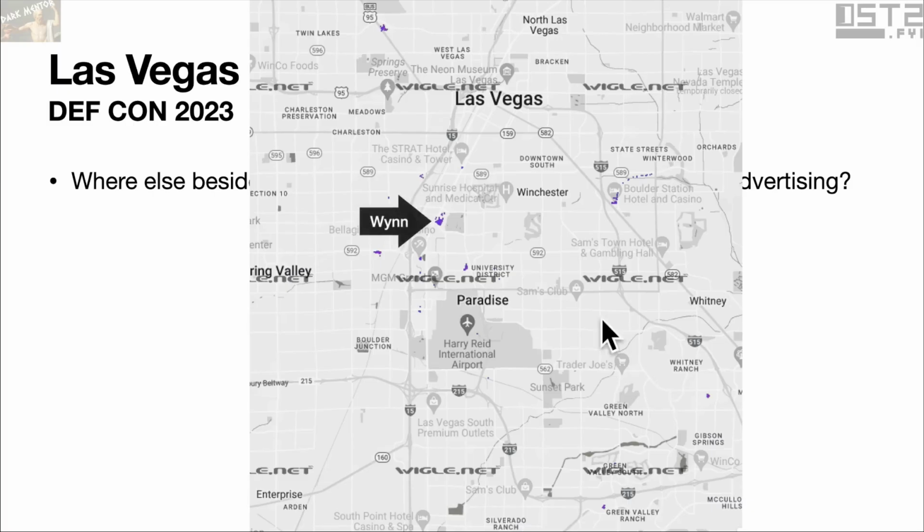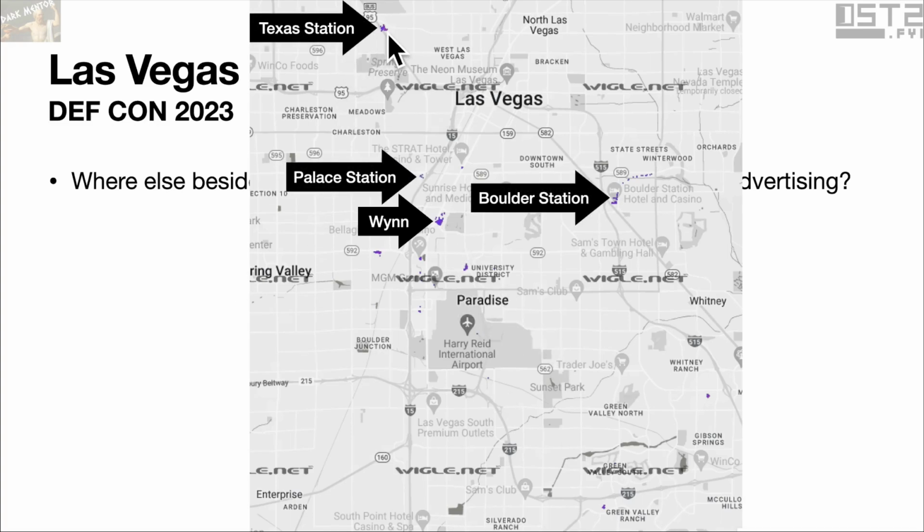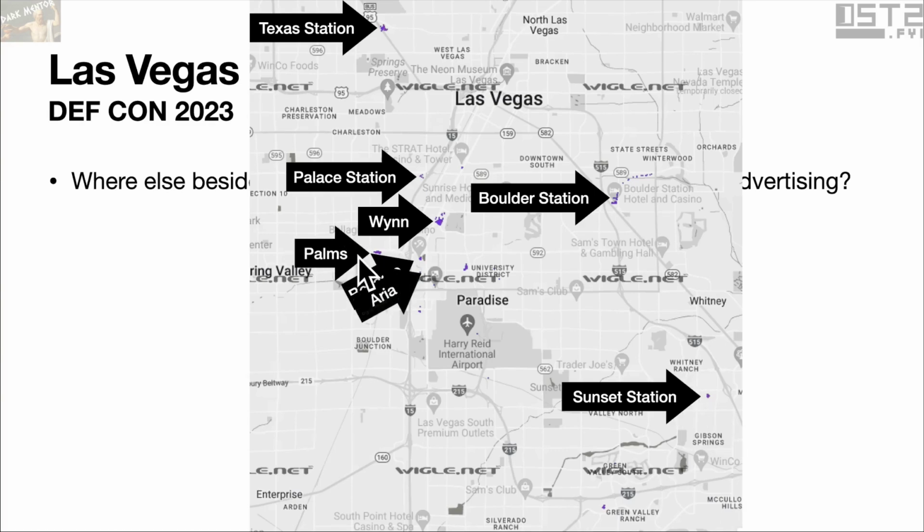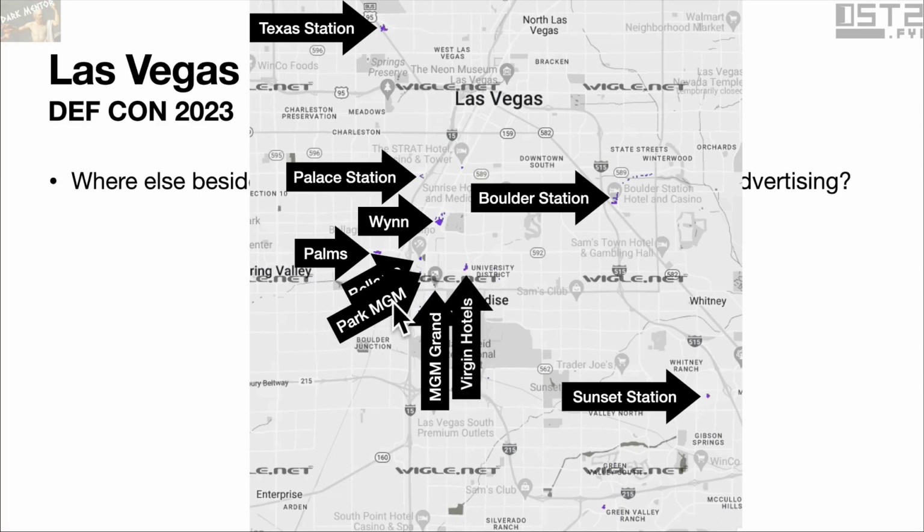But other places that we see, well, there's the Wynn on this map of Las Vegas in Paradise. And then there were 4 locations named very similarly: Texas Station, Palace Station, Boulder Station, and Sunset Station. So it kind of makes sense that a company that's running multiple casinos would potentially be using all the same sort of technologies. But then elsewhere we saw it at Palms and Bellagio and Aria and Park MGM and Virgin Hotels and MGM Grand and Luxor and Mandalay Bay and Green Valley Ranch.